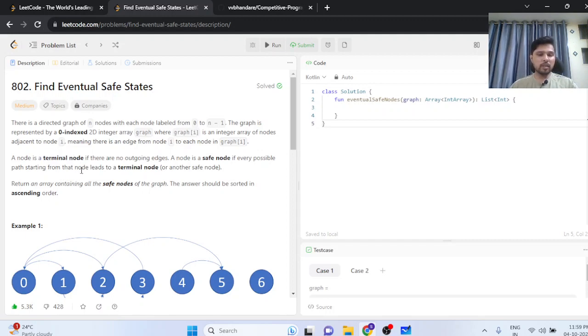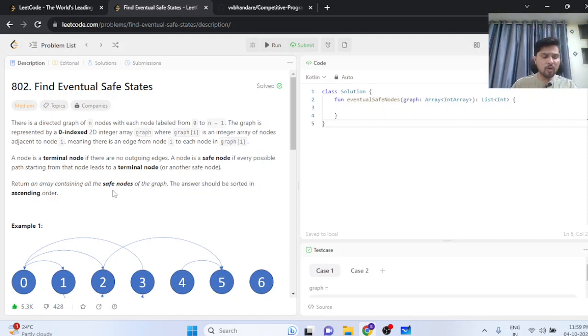A terminal node is nothing but a node which has 0 outgoing edges. It means there is no outgoing edge from that particular node. And another is the safe node. So what is the safe node? If there is a node which has a path from that particular node to the terminal node, so you can reach the terminal node, then that node is considered a safe node. What we have to do is return an array containing all the safe nodes in the graph, and the answer should be sorted in ascending order.